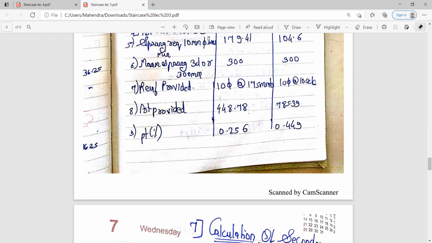As this is our third sum, you should remember all the formulas for all these things. So for percentage minimum you have the formula AST provided upon B into D into 100. From that you will get the percentage minimum for both the flights, flight 1 as well as flight 2. So percentage minimum, you are going to get as 0.256 for flight 1 and 0.449 for flight 2.